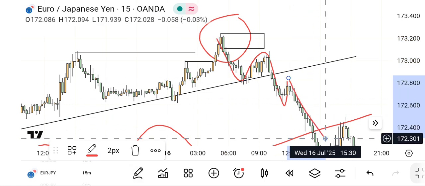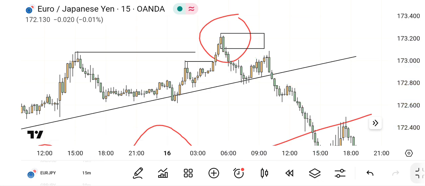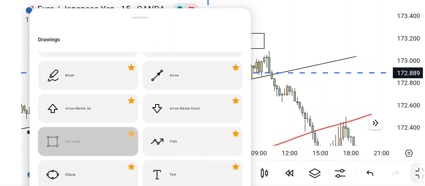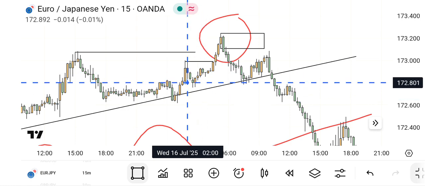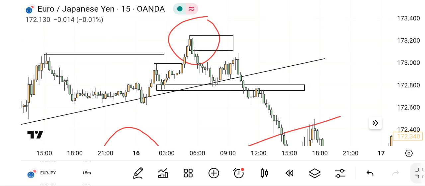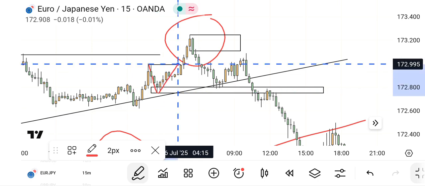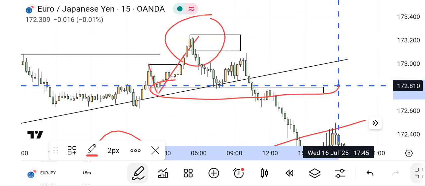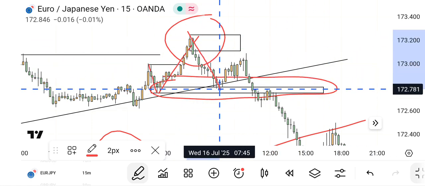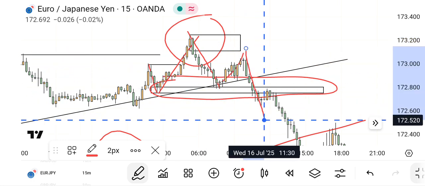So how I got my entry here was using the mitigation block. See, this price respected this zone when it got here. This price got here and pushed up. This block, the price touched the block and pushed up again. Then the price broke that block, which turned into a mitigation block.